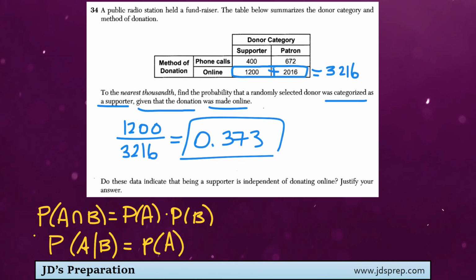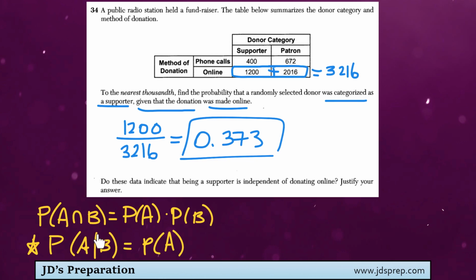Now, the reason we're going to use this to test whether these are two independent events is that we've already calculated the probability of A given B. That was part one of the question. We were asked to find, given that the donation was made online, that's given B, what's the probability that the donor was a supporter? So the donor being a supporter is our event A, and the donation being made online is event B. So we calculated that already as 0.373.